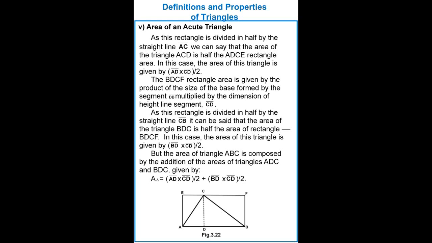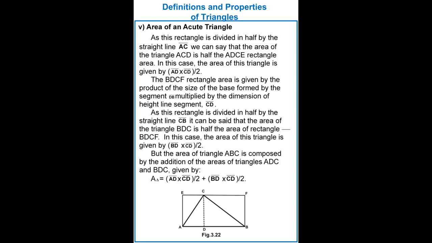As this rectangle ADCE is divided in half by the straight line AC, we can say that the area of the triangle ACD is half the ADCE rectangle area. In this case, the area of this triangle is given by the product of the dimension of the straight line segment AD multiplied by the dimension of the straight line segment CD divided by 2.